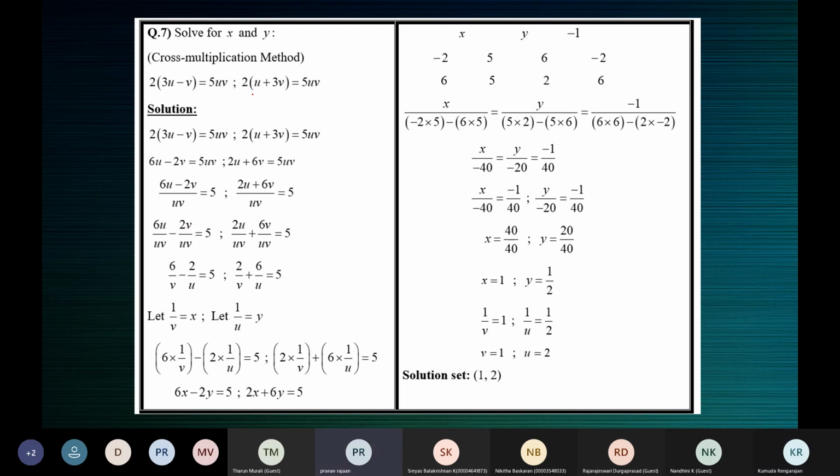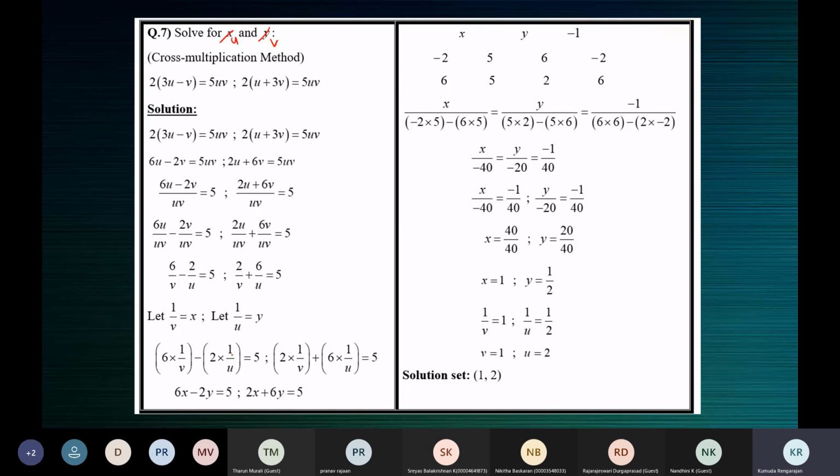Let 1/v be equal to x and let 1/u be equal to y, I can't understand. Ma'am. Which one? No, this one we have done earlier. This we've already done earlier, Pranav. Ma'am, but I can't understand.